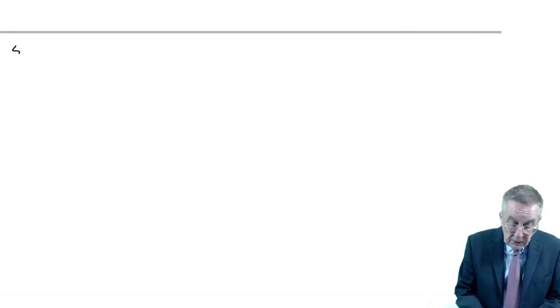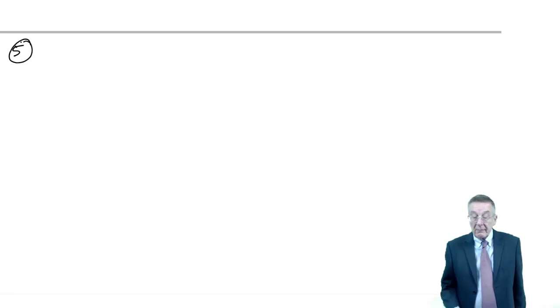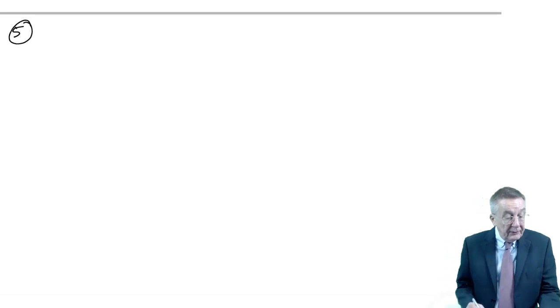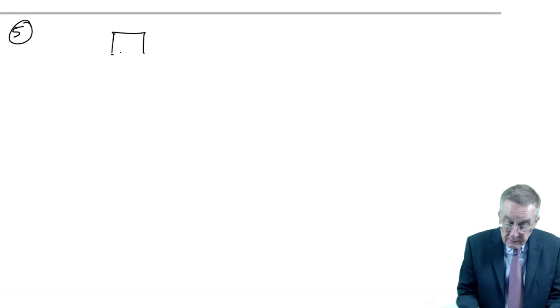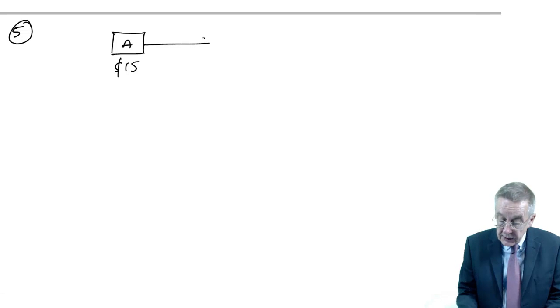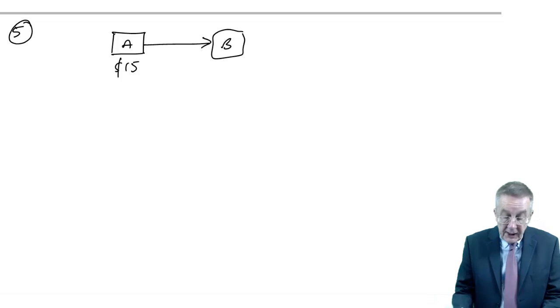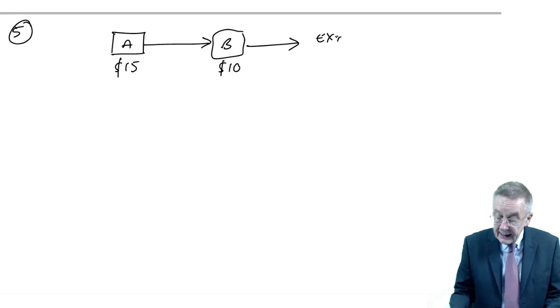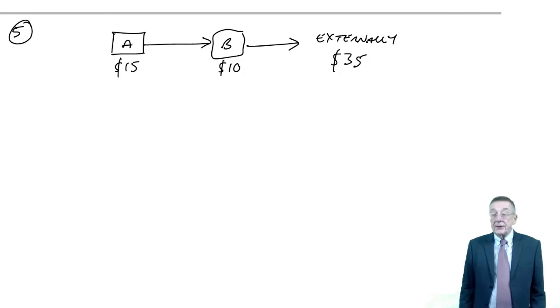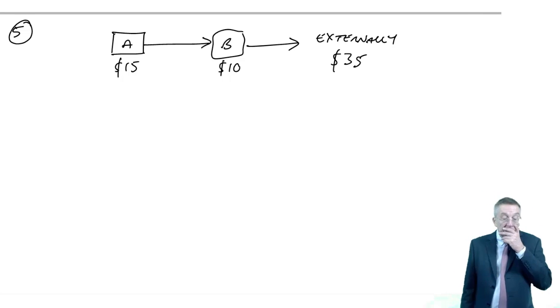Have a look at example 5 now with me. I brought in a little bit more. Example 5, Division A has costs of 15 per unit. They transferred goods to Division B, which has extra costs of 10. Division B sells externally at 35. So far, just like the previous ones with different numbers. But there's a bit extra here.